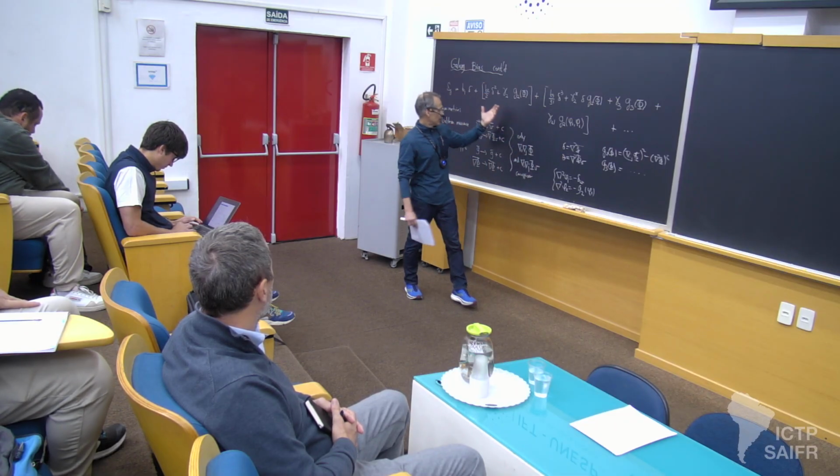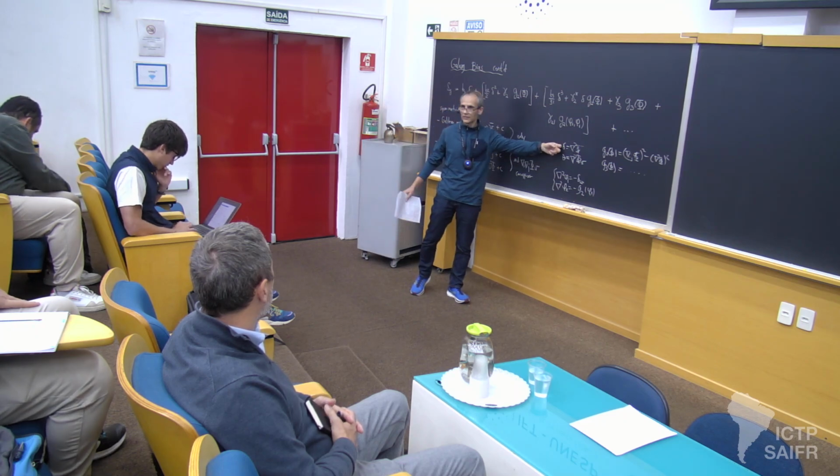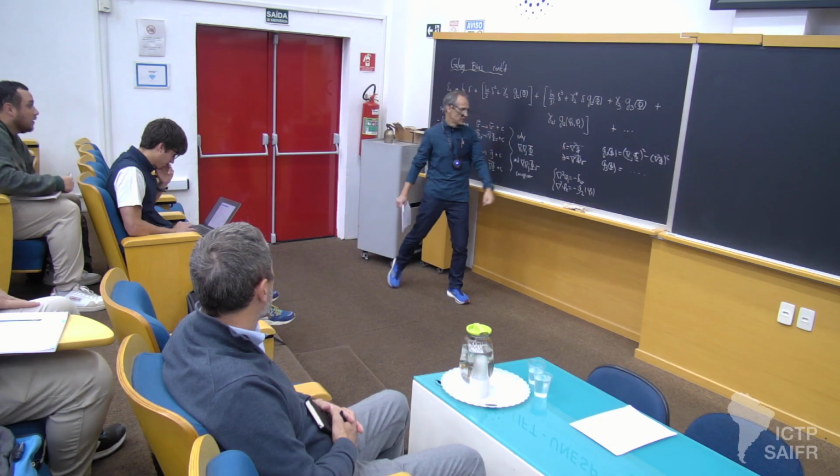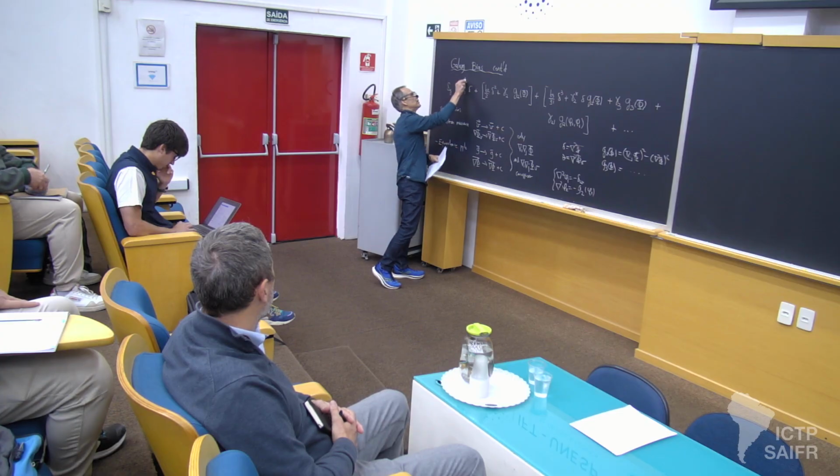So at linear order, since these two are the same, let's write everything in terms of delta. At linear order, that's a single coefficient. That's what we call the linear bias parameter.